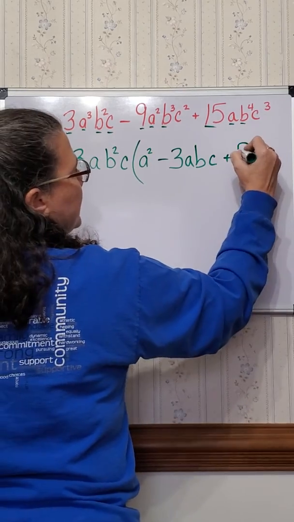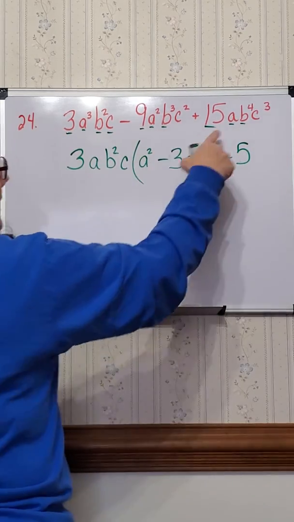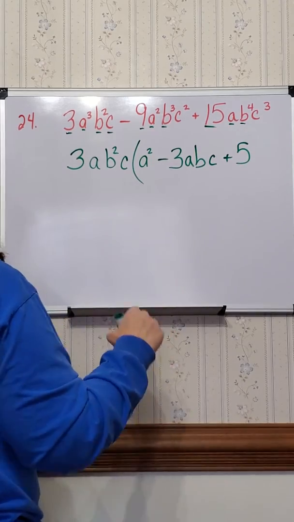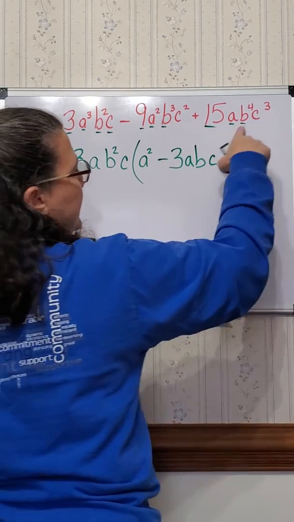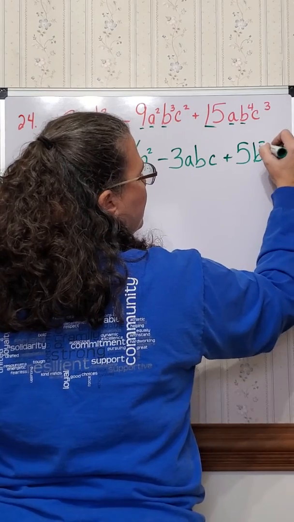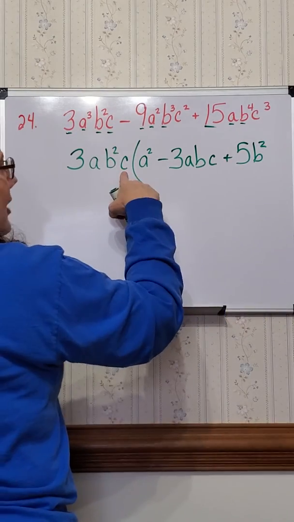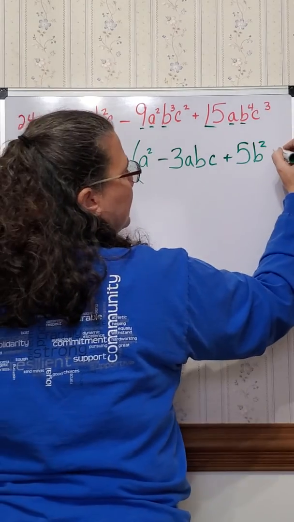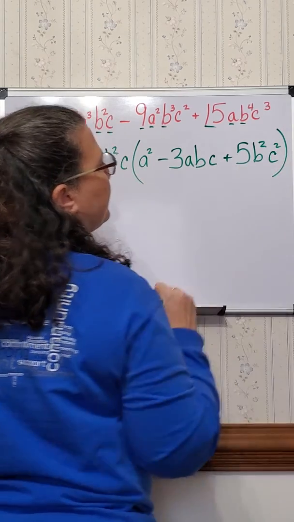15 divided by 3 is going to give me 5. 1A, 1A, they cancel out. Here I've got 2 B's, I've got 4, so I need 2 more in there. Here I've got 1C, I need 3, so I'm going to put 2 more in there.